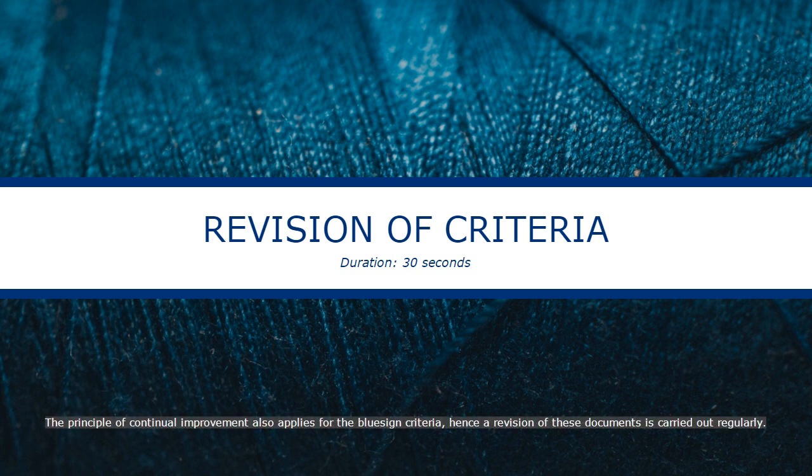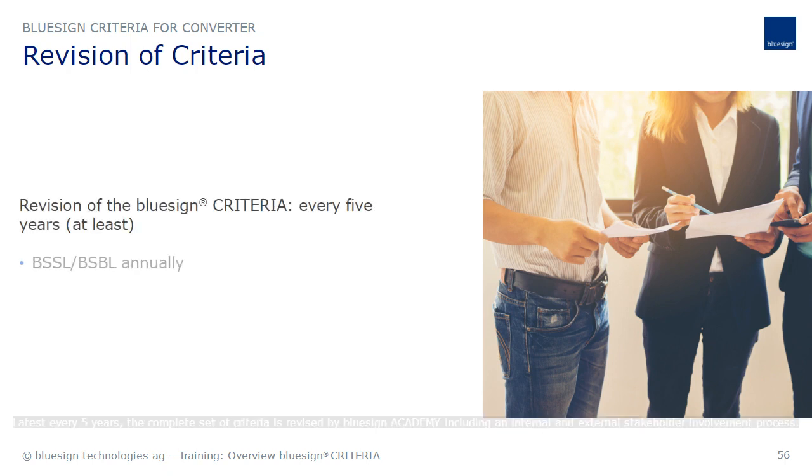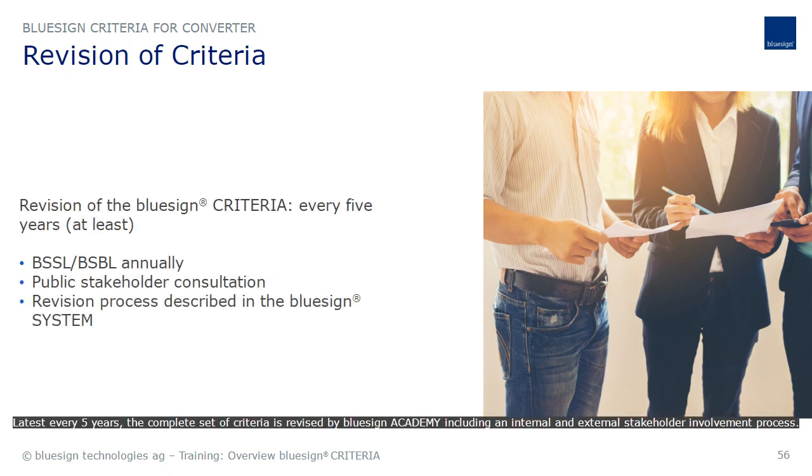The principle of continual improvement also applies for the Bluesign criteria, hence a revision of these documents is carried out regularly. Please click the arrow to continue. At the latest every 5 years, the complete set of criteria is revised by Bluesign Academy, including an internal and external stakeholder involvement process. The BSBL or BSSL, as well as the RSL, are subject to an annual revision. Details on the revision process are described in the Bluesign system.